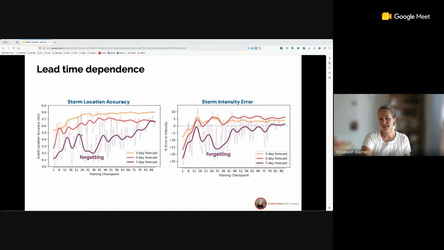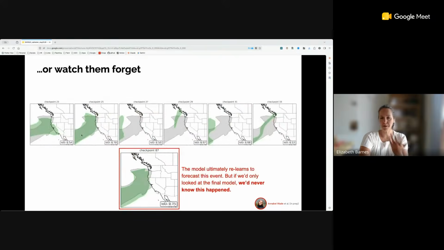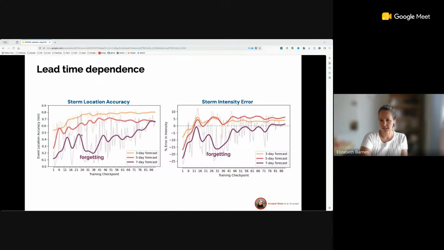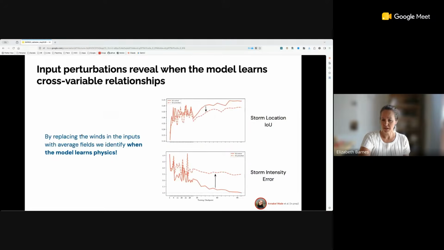And in fact, we find this is not just true for atmospheric rivers and their boundaries, but it's also true for their intensity: the model can forget how to forecast intensity and has to relearn it again during training. So we're exploring what this means in a variety of ways.